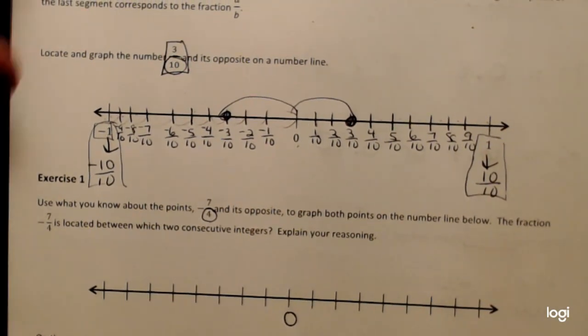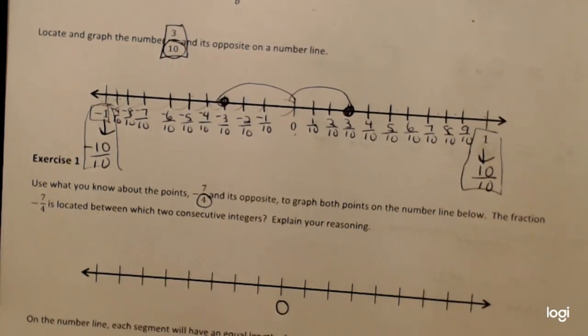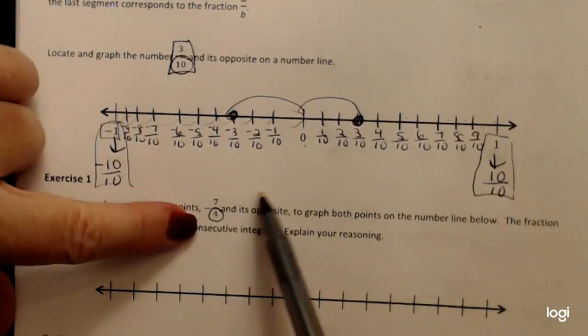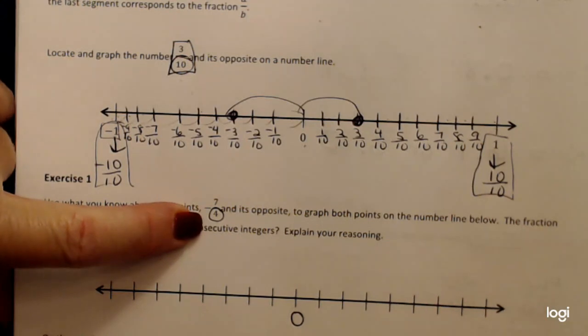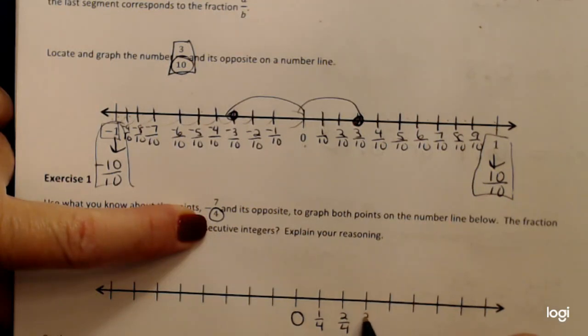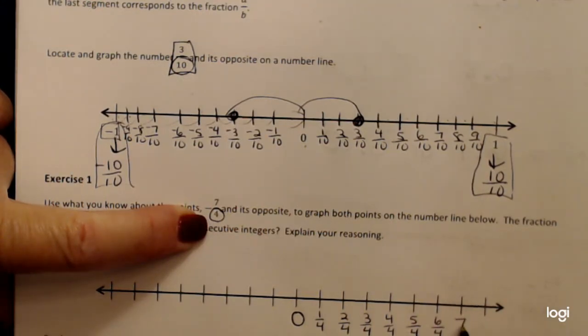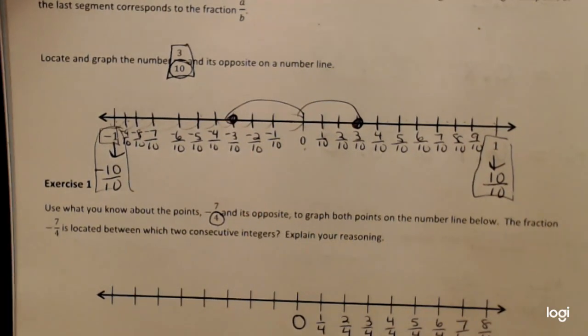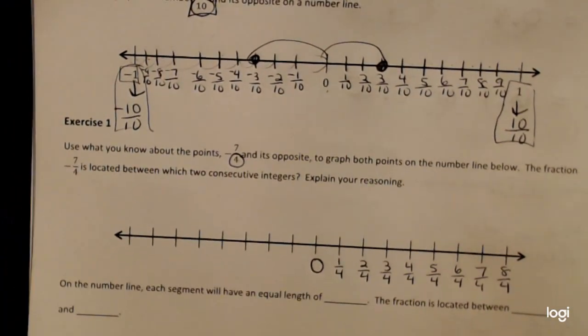We are going to number our number line by what was in the B spot, which is fourths. So the first one's going to be 1/4, 2/4, 3/4, 4/4, 5/4, 6/4, 7/4, and 8/4. We're going to do the same thing with our negatives.